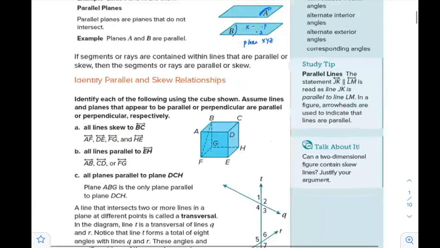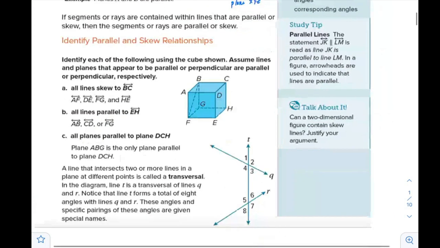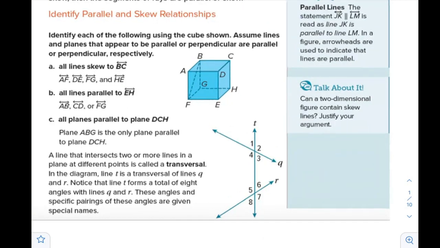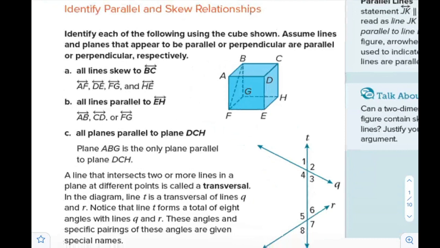So let's take an exercise about that. Here, identify each of the following using the cube shown. Here's the cube. Assume lines and planes that appear to be parallel or perpendicular are parallel or perpendicular. For example, here, this surface, this plane, looks parallel to that one. So we will assume that they are parallel as they have asked us. So let's see the first question.